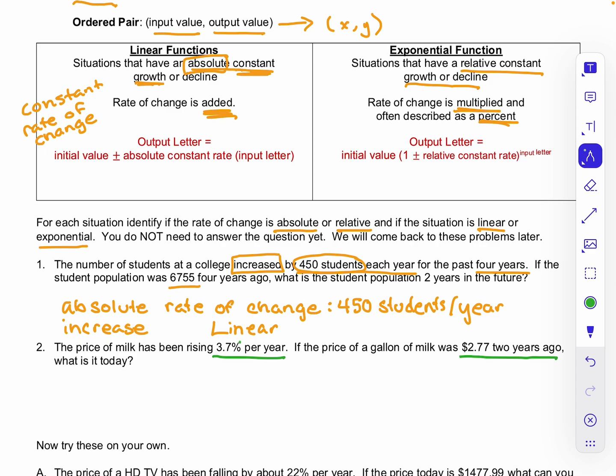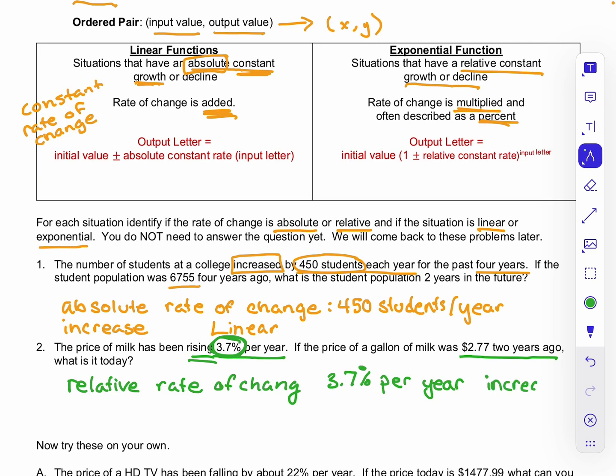So the key here is, again, we have that relative, that percent growth. So we have a relative rate of change, and that relative rate of change was 3.7% per year. So remember from last lesson, relative changes are going to be percents. It's rising, which means we're increasing. And since we're using a relative rate of change, we would model this with an exponential function.